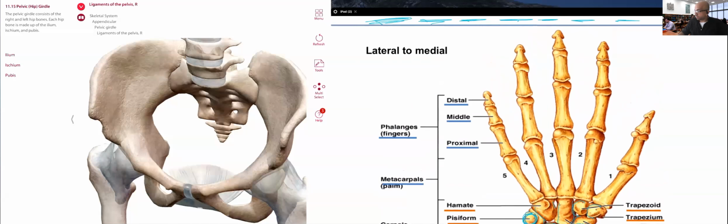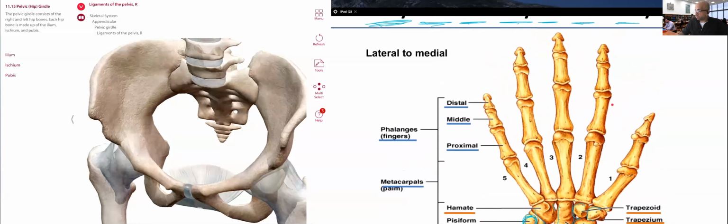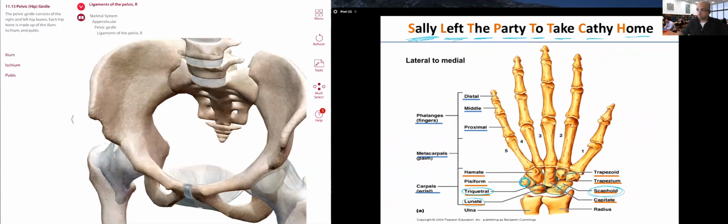For the phalanges, we don't give them numbers or names. We're going to be calling the phalanx that is located closer to the metacarpal bone the proximal phalanx. And the ones located away from the metacarpal bone, those are my distal phalanges. For the medial four fingers, we've got the middle phalanges. So medial four fingers are going to have proximal, middle, and distal. The thumb is only going to have a proximal and a distal phalanx. It doesn't have a middle phalanx.